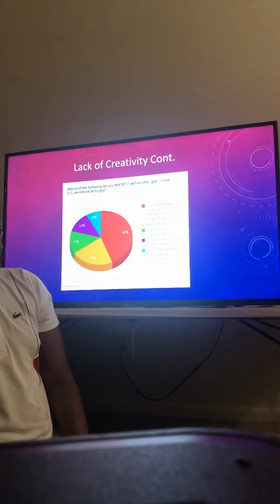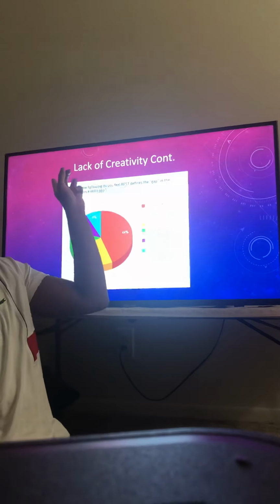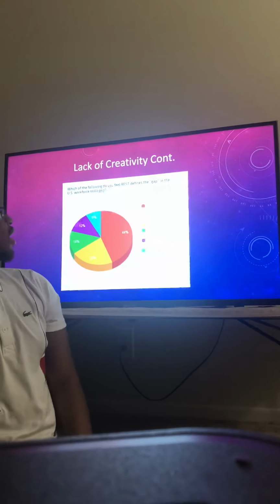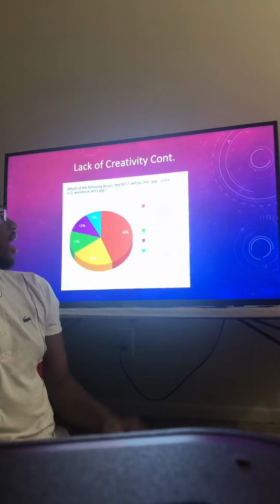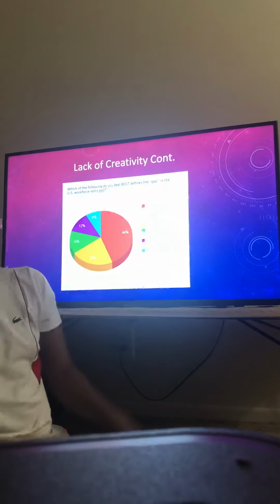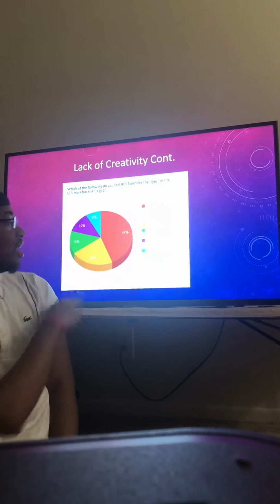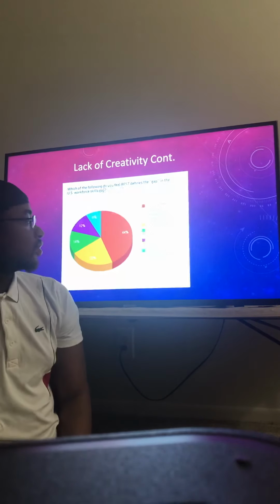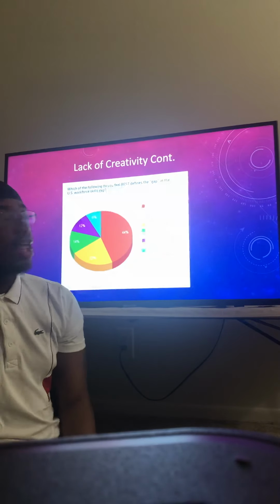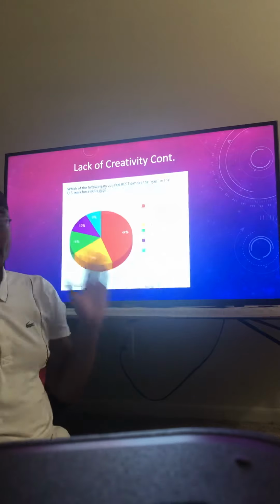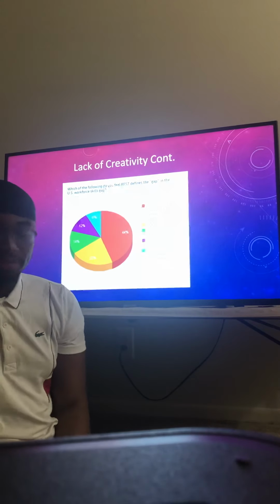Now, the lack of creativity. This is a CNBC graph, which is used for the workforce in the US, and the lack of creativity, which is in red, is at 44%. So lack of soft skills such as communication, critical thinking, creativity. So the ability to really think for yourself without being told, that's where they're seeing a lack today.